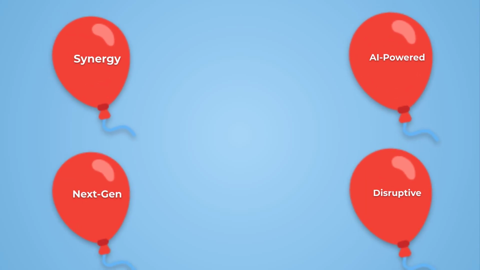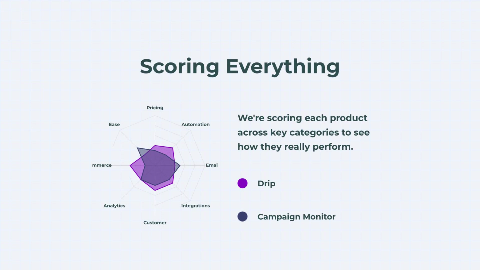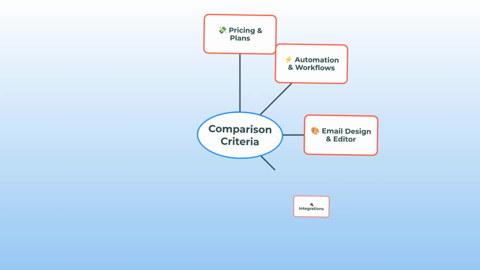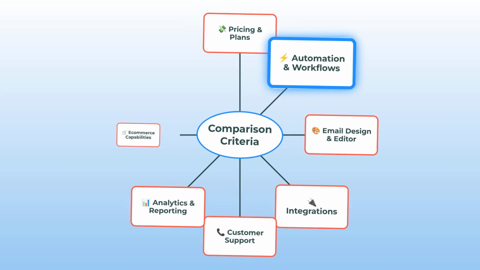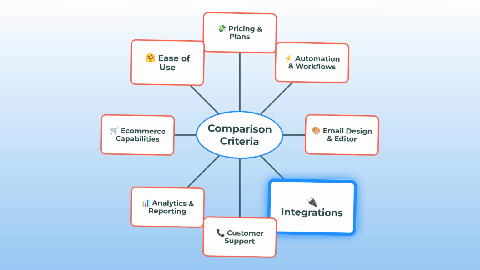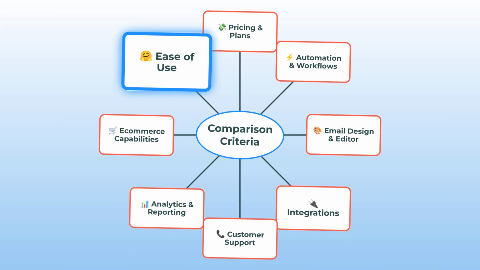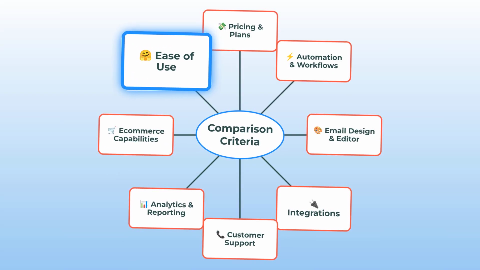Let's skip the buzzwords and dig into what actually matters. Each key category gets scored, and by the end, you'll know exactly who comes out on top. The result might surprise you. All right, here's our mind map for today's showdown. We'll cover pricing, automation features, email design, integrations, customer support, analytics, e-commerce skills, and of course, just how easy each platform is to use. Ready?